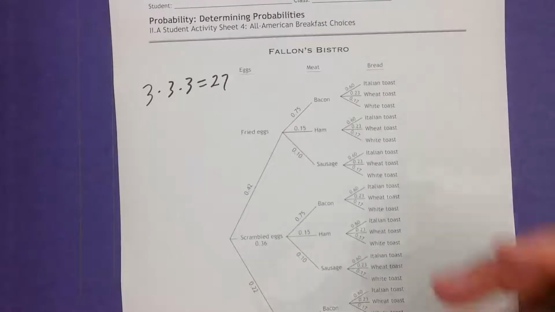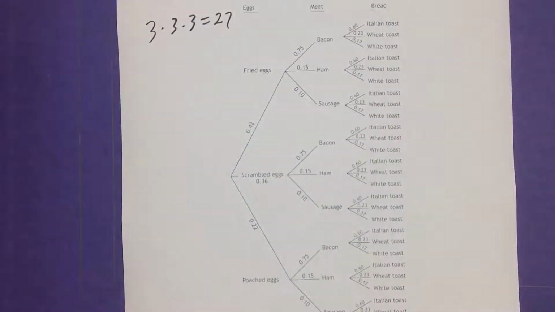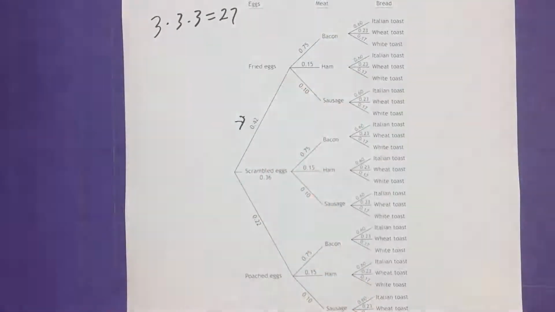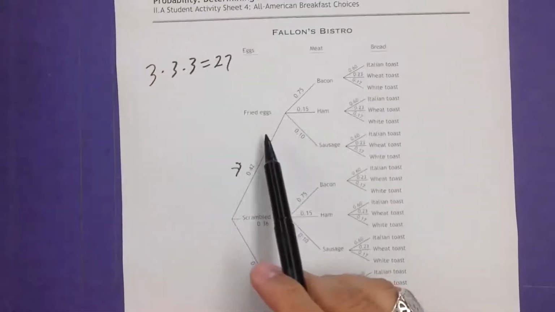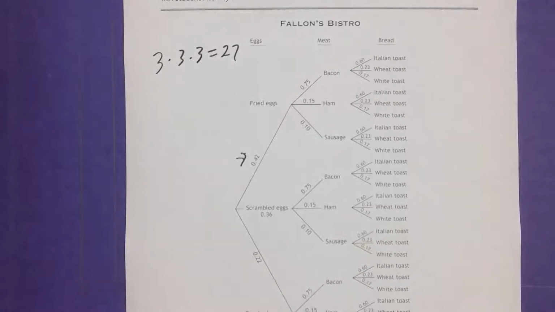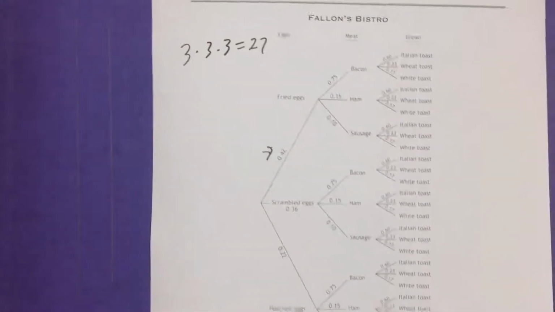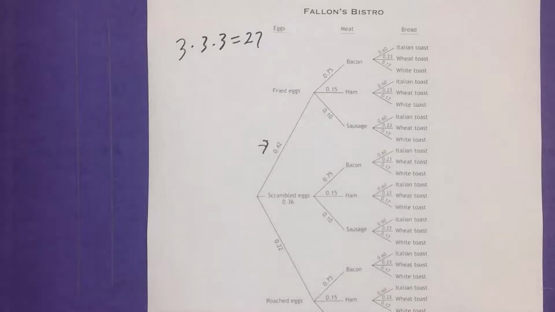Now, usually, when you see a tree diagram, you're thinking, oh, this is for probability. It has to be probability. And yes, you're absolutely right. It is probability. But there's a few little changes. If you notice, instead of the customary 1/3, you have 0.42. That stands for 42%. That means 42% of people who walked into the restaurant and ordered the All-American Breakfast, which is only $3.99, ordered fried eggs.